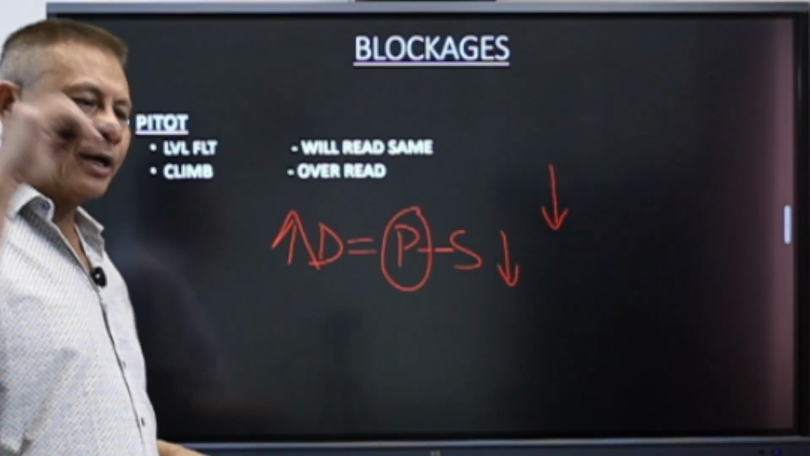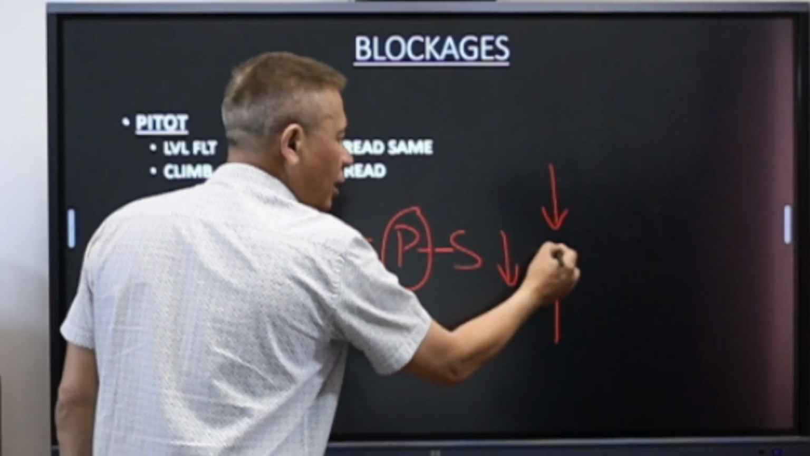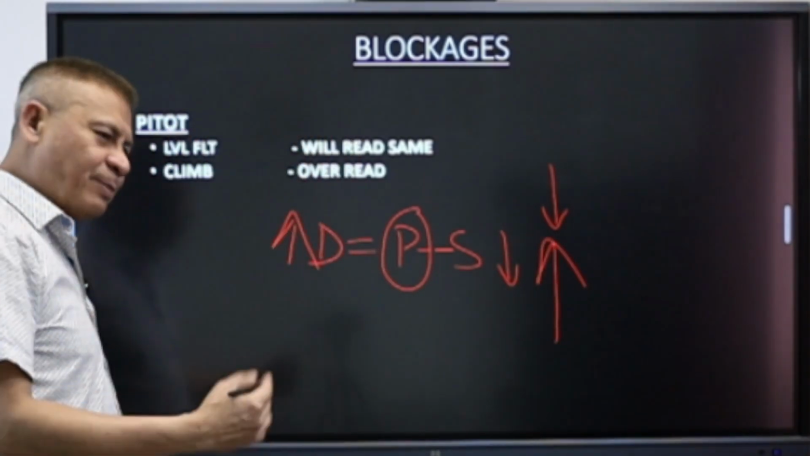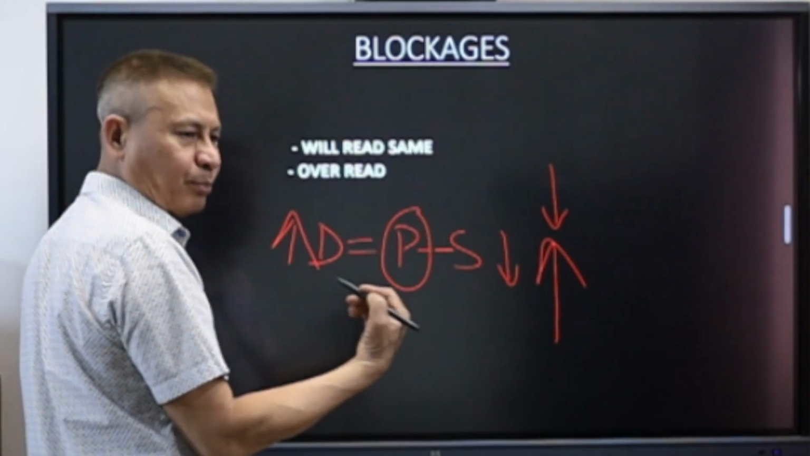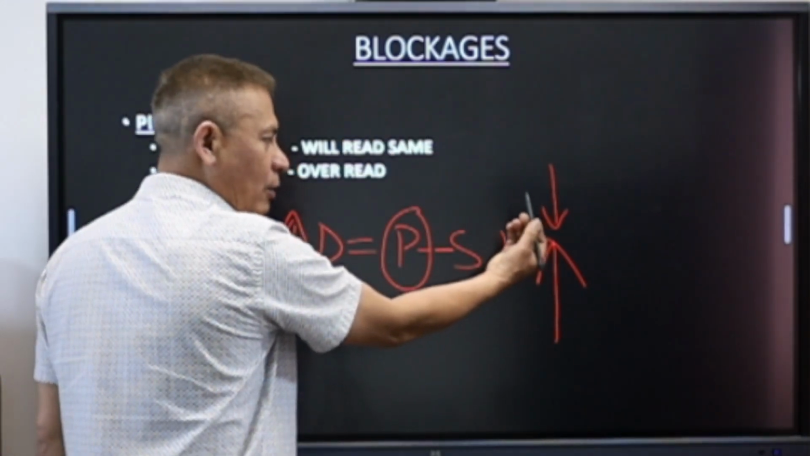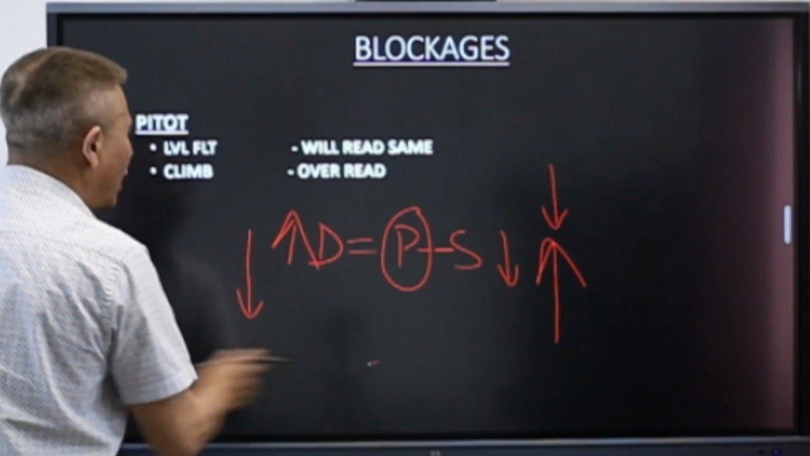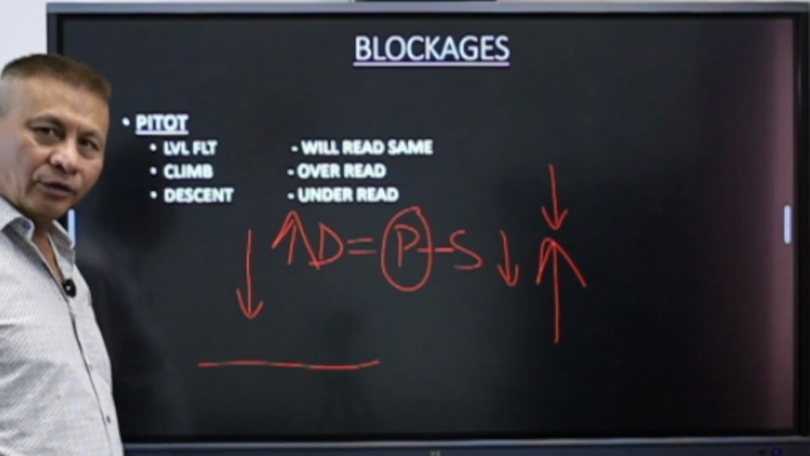Similarly, if the aircraft is on a descent, the static pressure is going to increase steadily as the atmosphere becomes denser and denser. So if the static pressure which is being subtracted out of that constant Pitot is increasing slowly, what will happen? The dynamic pressure will drop. So therefore, on a descent, the ASI will underread.